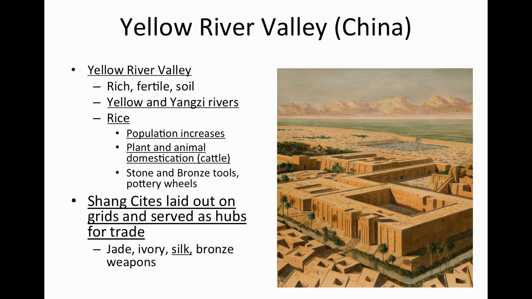But the Chinese cities were also very organized. What are some of the products they're going to be producing? Ivory, silk, and bronze weapons.